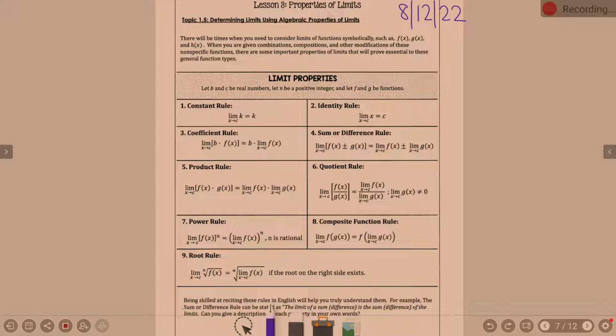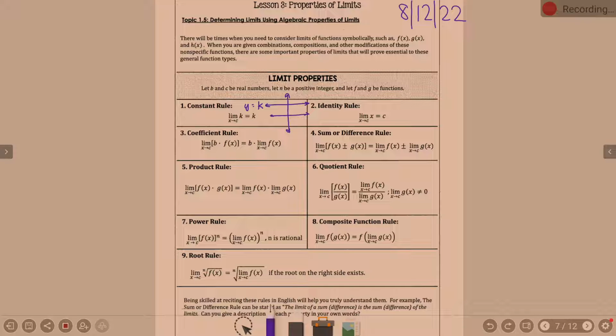So the constant rule. This just says the limit of a constant is going to be equal to that constant. Okay, so the idea is, if I draw a set of axes here, here's my k line. The limit of anything on that line, if this line is y equals k, is always going to be k. So the limit of a constant number is always equal to that constant number. Okay.